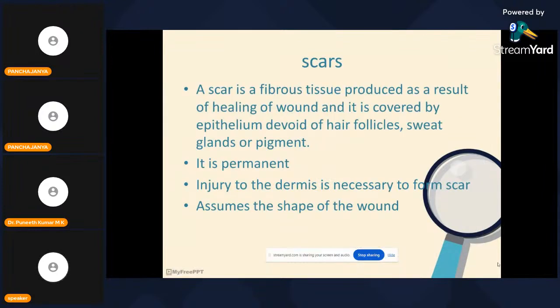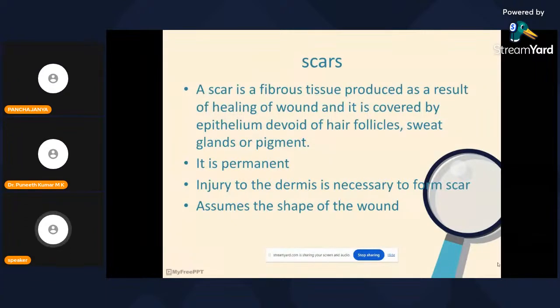Next, scar. A scar is fibrous tissue produced as a result of healing of a wound, and it is covered by an epithelium devoid of hair follicles, sweat glands, and or pigmentation. It is permanent, and it is formed due to damage of the dermis. It also assumes the shape of the wound.